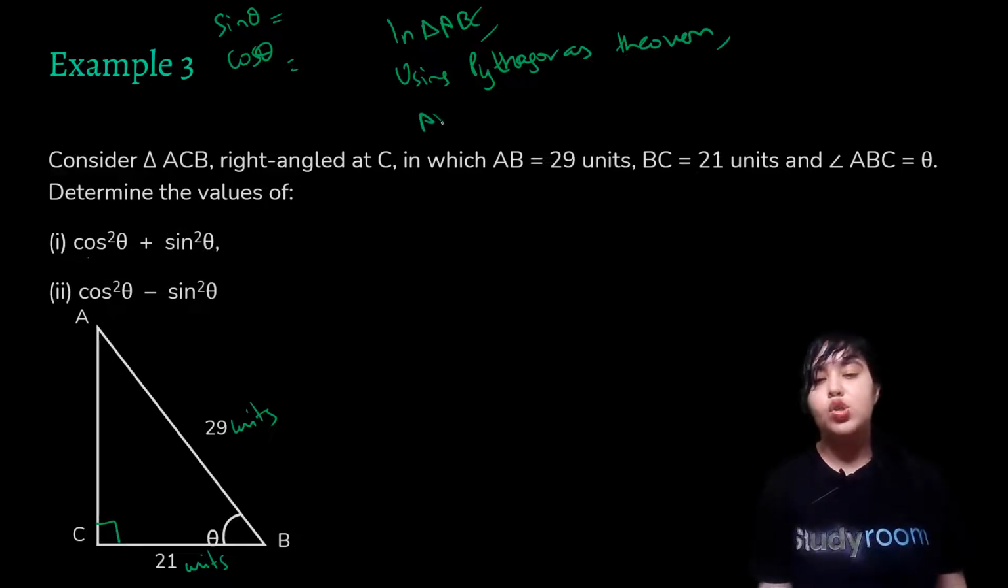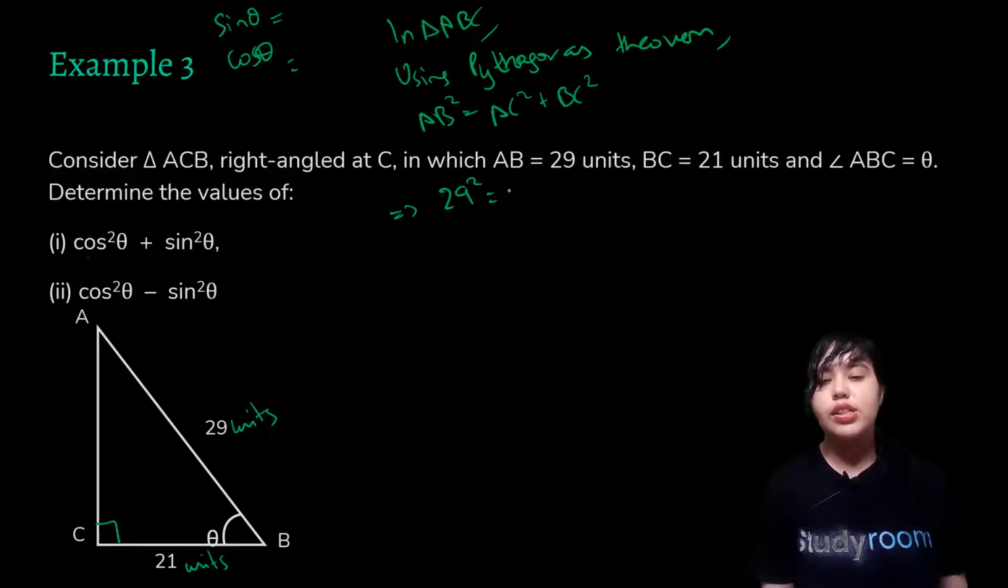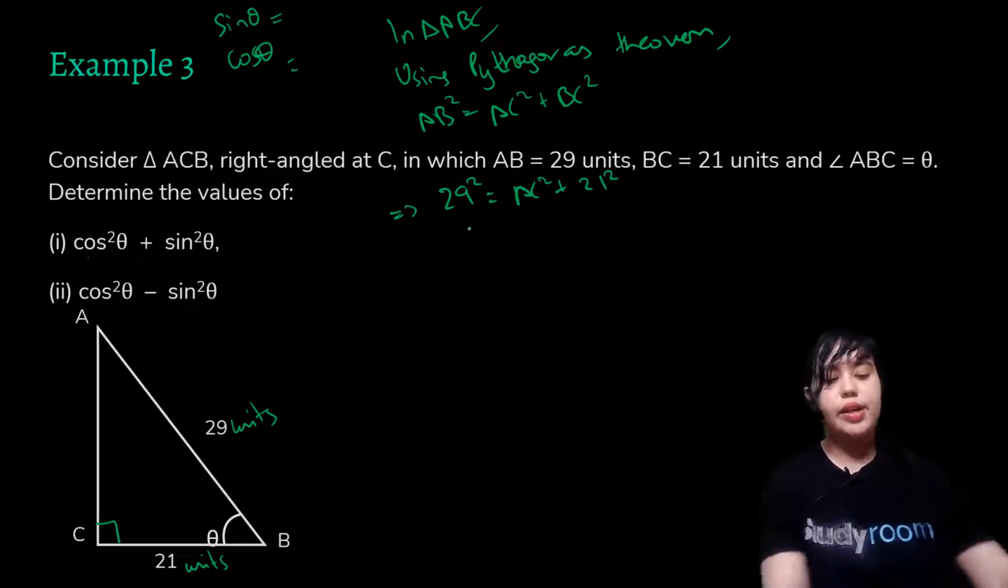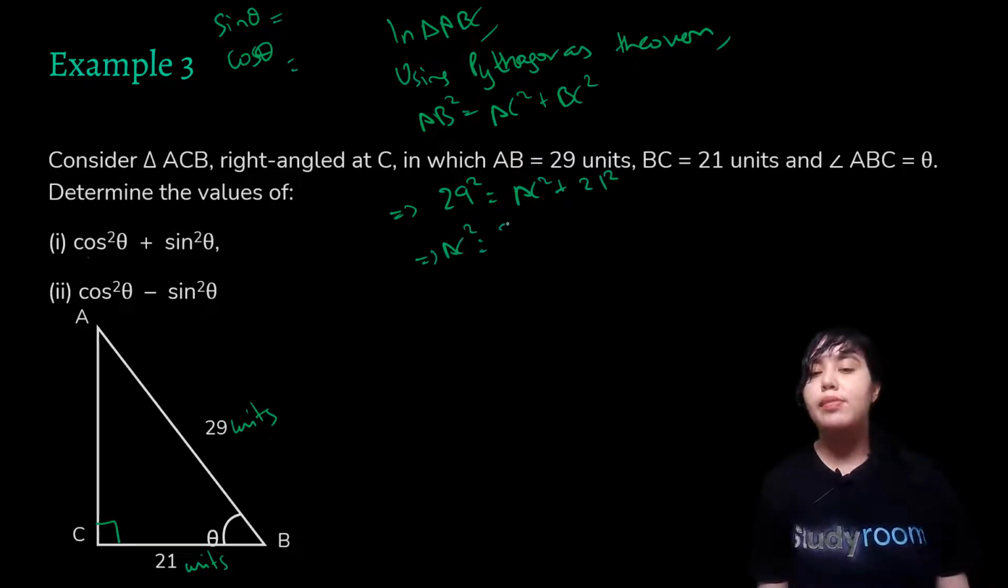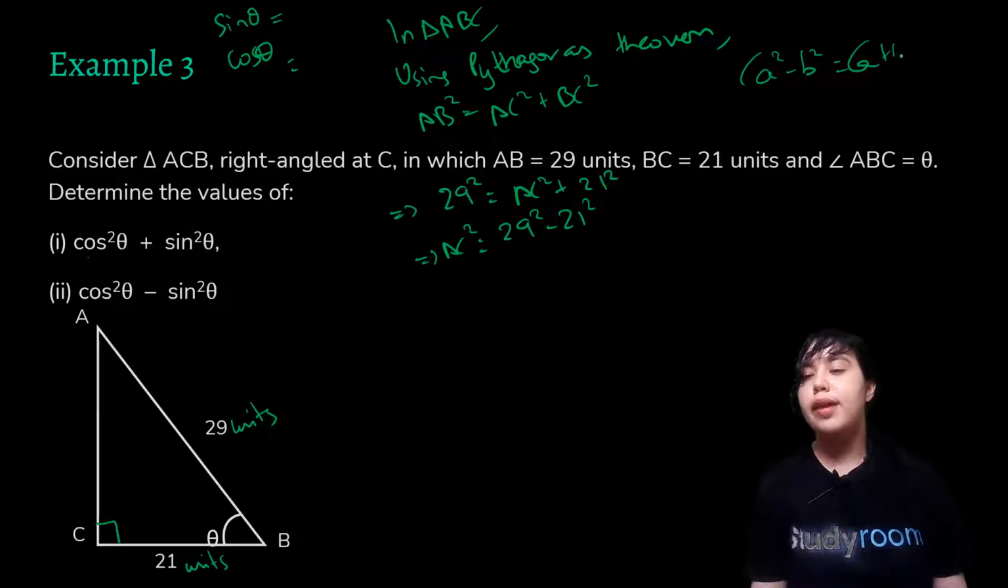What is the hypotenuse of this triangle? AB. So AB square is equal to AC square plus BC square. What is AB square? 29 square is equal to AC square plus 21 square. So AC square will become equal to 29 square minus 21 square. Now you know the formula a square minus b square is equal to a plus b into a minus b. So make use of that to simplify your calculations.